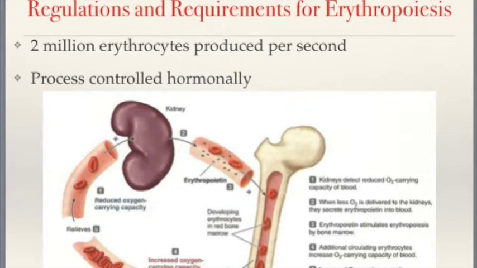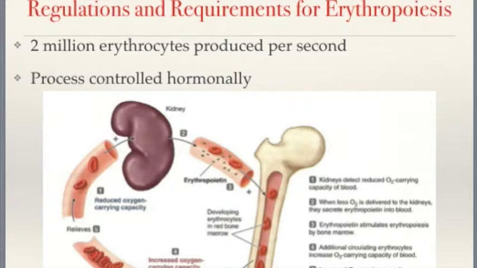In response to less oxygen being detected by the kidneys in the blood, they secrete a hormone called erythropoietin. Erythropoietin is the hormone that stimulates increased erythropoiesis, or increased production of red blood cells, and it acts on the bone marrow, on the red bone marrow. So the bone marrow then, in response to erythropoietin released by the kidneys, begins to produce more erythrocytes and therefore increases the oxygen carrying capacity of blood.